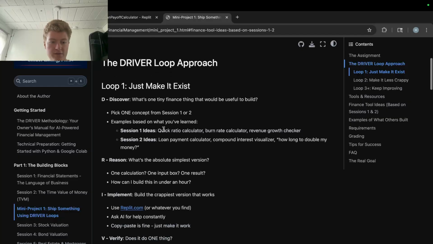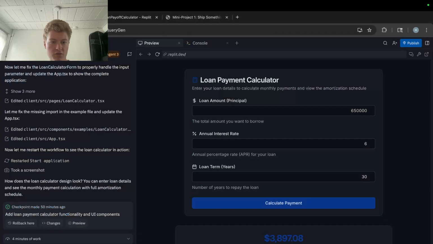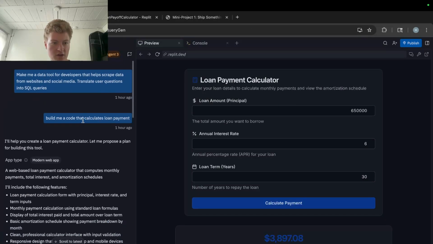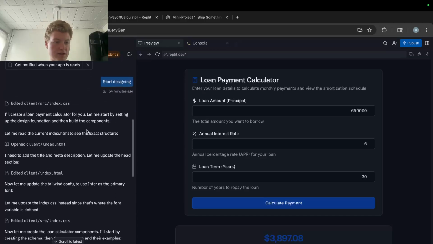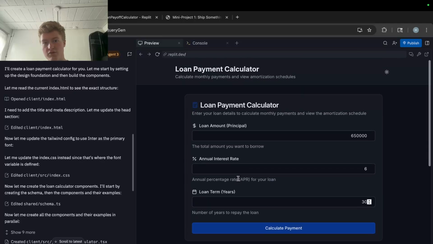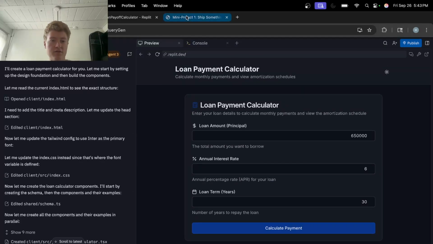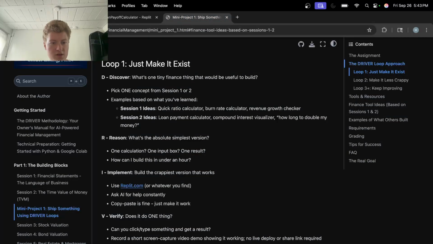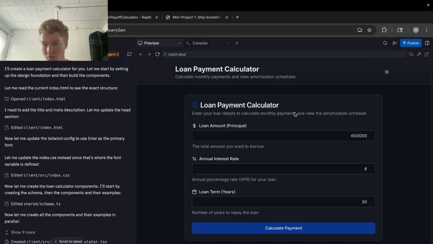So for implementation, I went to Replit. I asked it, can you build me a code that calculates loan payment? It went through this and helped me out. The result was this. And then for my specific scenario, I wanted to borrow $650,000 from the bank in order to put that towards a house, assuming that the annual interest rate was 6%, and I wanted to pay this loan off in 30 years.